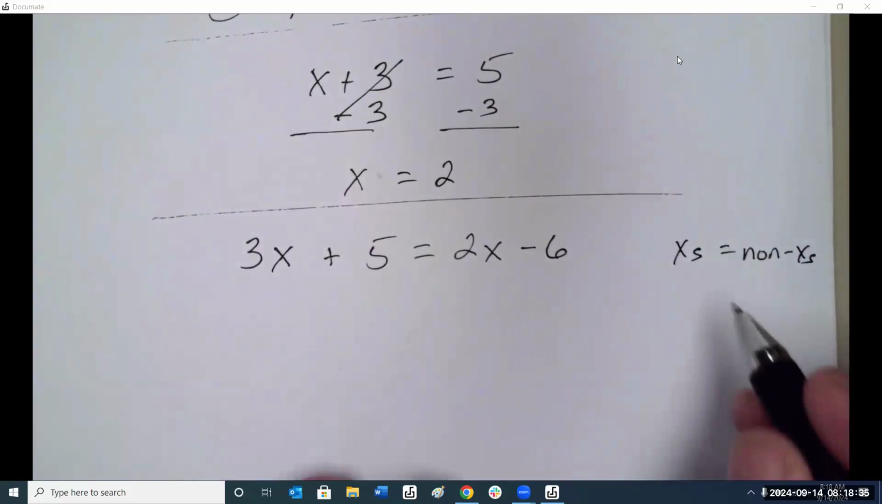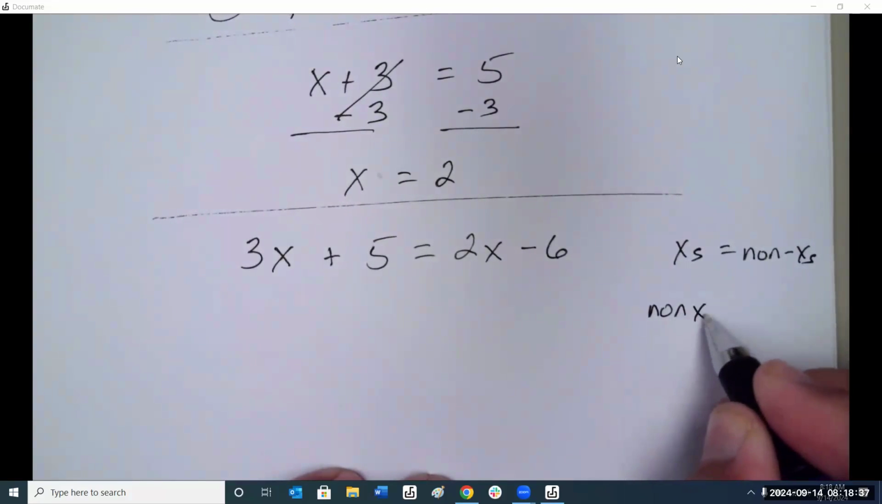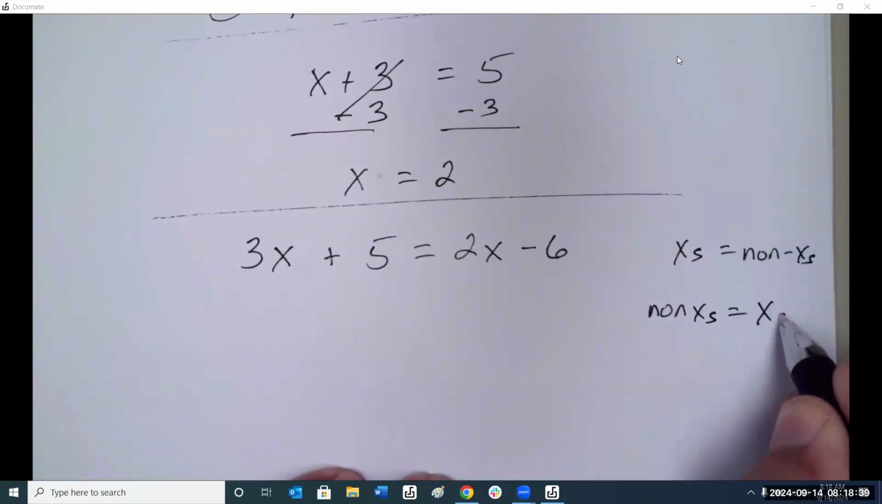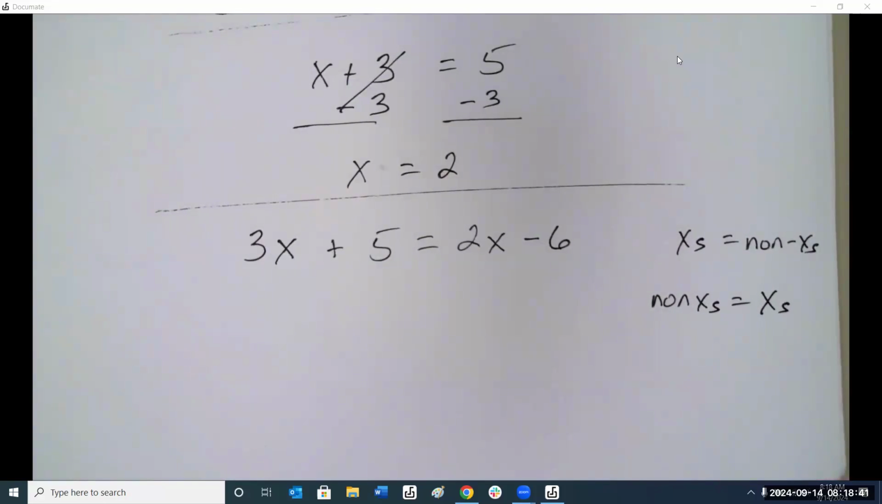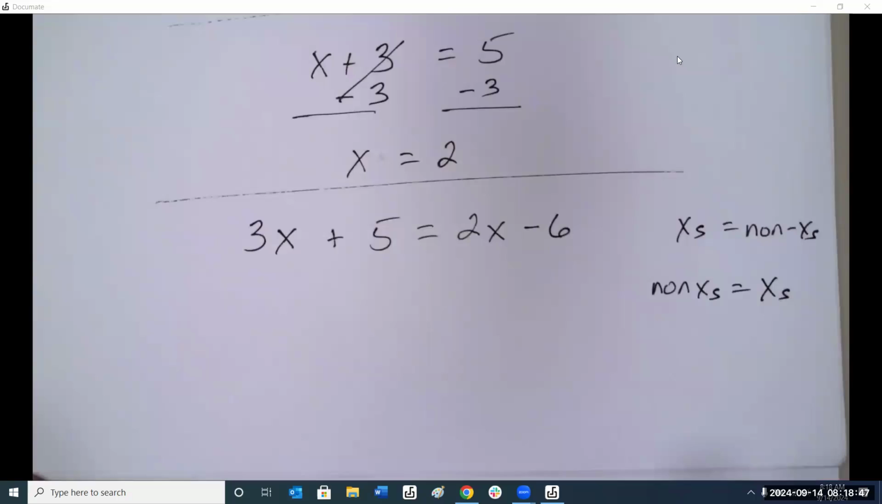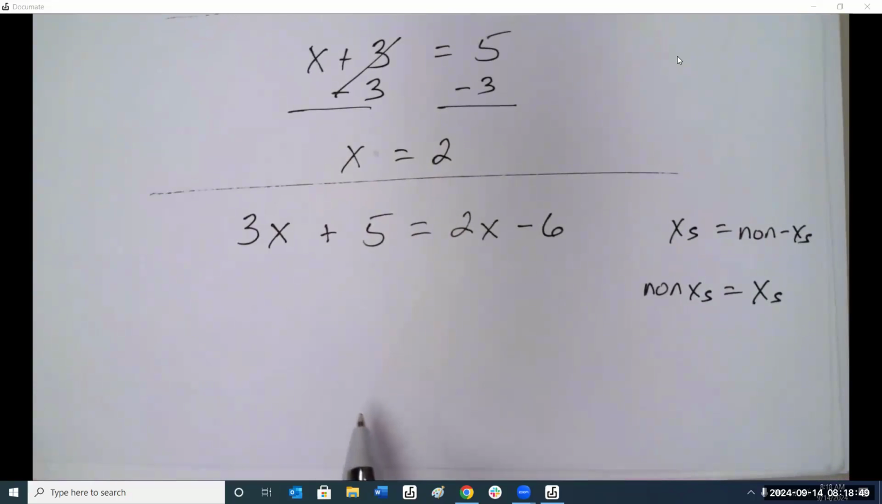And it doesn't matter which side they're on. It's going to be the same answer. Why do I say that? What would you do here? And why?